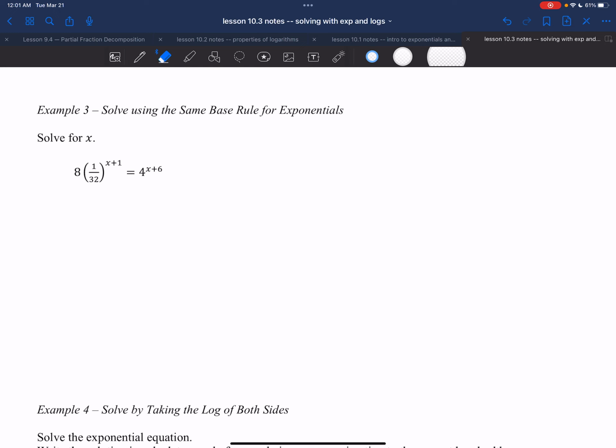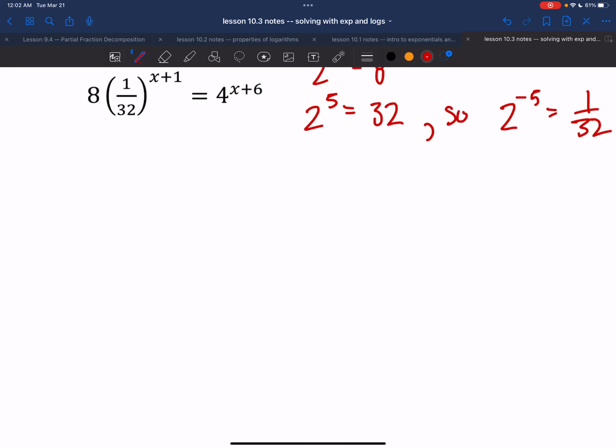Now, let's look at our bases. I see a number 8, I see 1 over 32, and I see 4. And so here's what you know. You know that 2 squared equals 4. And you know that 2 cubed equals 8. You know that 2 to the power of 5 equals 32. So therefore, 2 to the power of negative 5 equals 1 over 32. I'm going to use these. Notice 4, 8, and 32. They could all be written with base 2. So I'm going to convert every single one of these pieces to base 2.